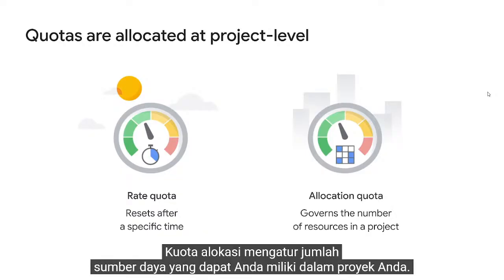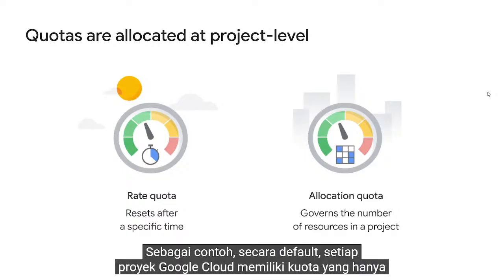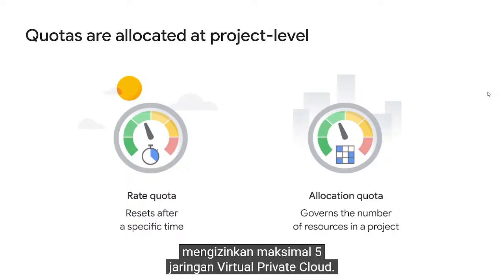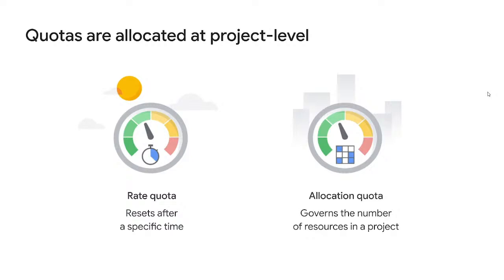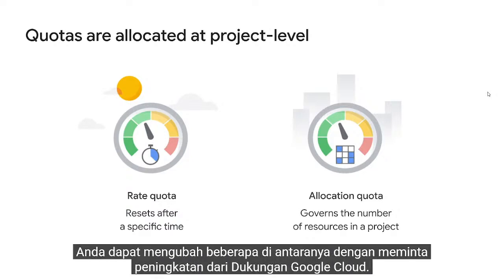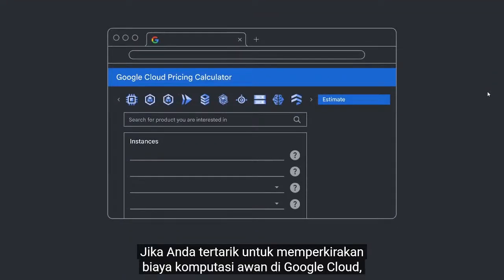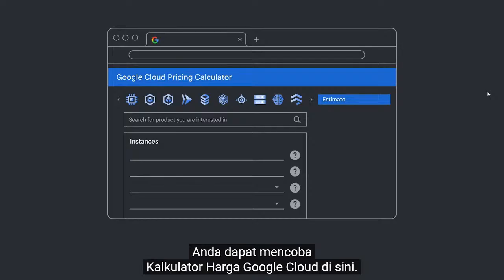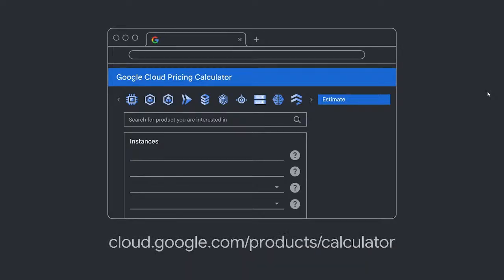Allocation quotas govern the number of resources you can have in your projects. For example, by default, each Google Cloud project has a quota allowing it no more than 5 virtual private cloud networks. Although projects all start with the same quotas, you can change some of them by requesting an increase from Google Cloud support. If you're interested in estimating cloud computing costs on Google Cloud, you can try out the Google Cloud Pricing Calculator at cloud.google.com/products/calculator.